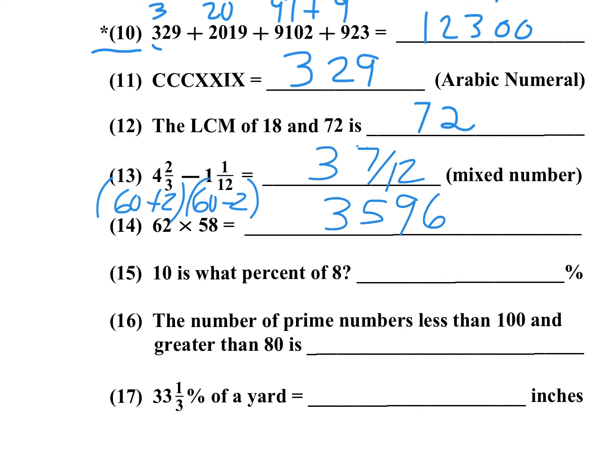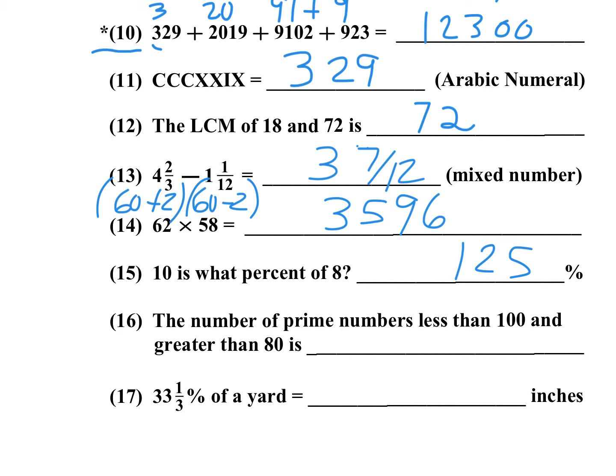Number 15, 10 is what percent of 8? Well, since 10 is larger than 8, it's going to go over 100. That's actually 1 and 2 eighths. 2 eighths is 1/4. 1/4 is 25. 1 and 1/4 is actually 125%. Multiply by 100 to change to percent.